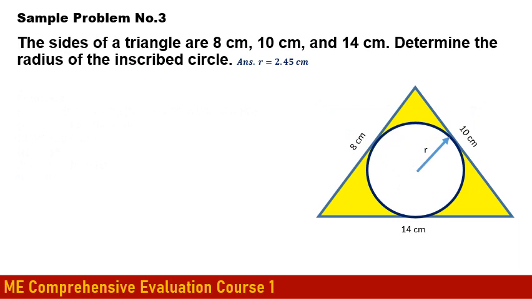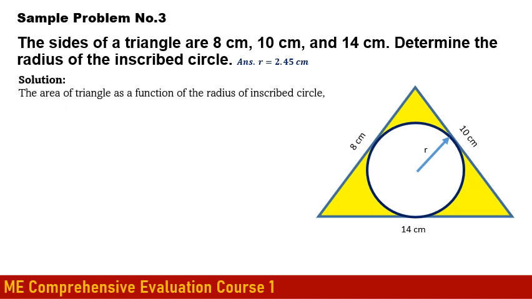Sample problem number 3. The sides of a triangle are 8 cm, 10 cm, and 14 cm. Determine the radius of the inscribed circle. So we have here a circle inscribed in this triangle with given lengths. We are looking for the radius of this circle.